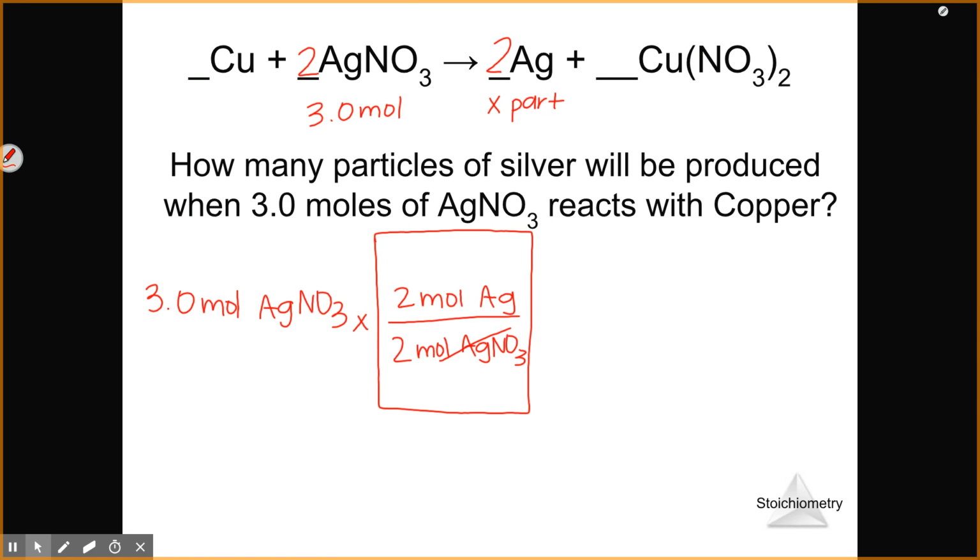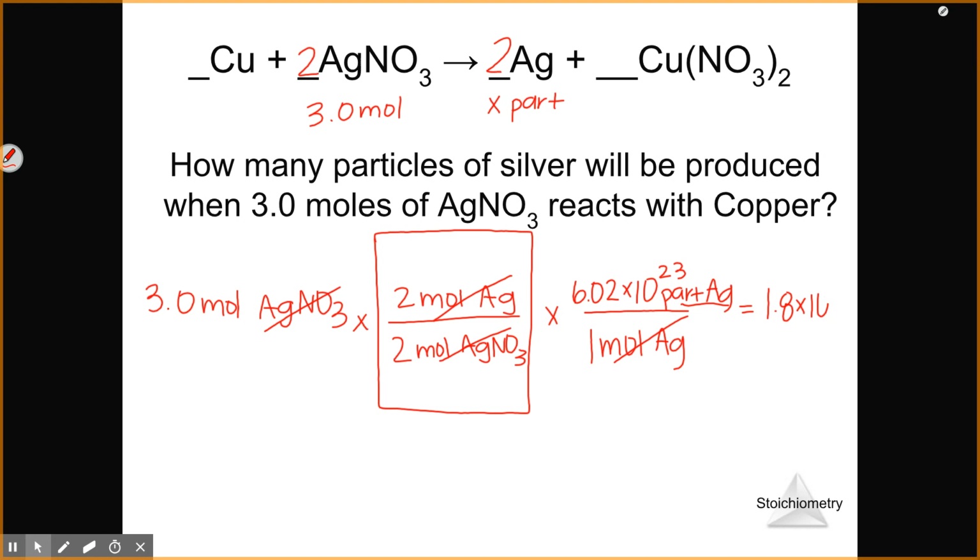So moles of AgNO3 cancel, and now we're in moles of silver, but we don't want moles, we want particles. So for every 1 mole of silver, we know that we have Avogadro's number, 6.02 times 10 to the 23rd particles of silver. Okay, so the moles cancel, and we're left with 1.8 times 10 to the 24th particles of silver.